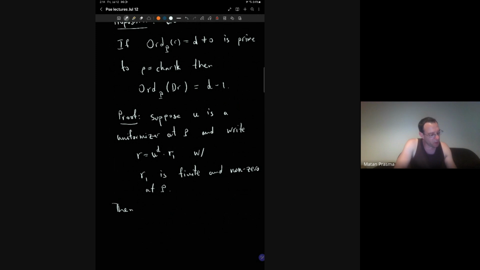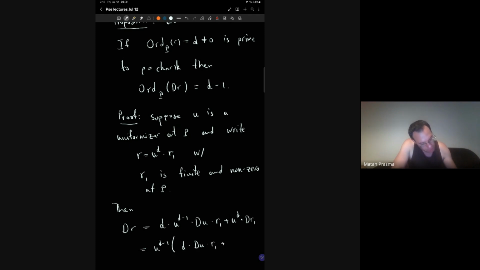Then I want to derive R, but if I can express R as a product, I can simply derive the product. So dR is D times U to the D minus 1 times dU times R1 plus U to the D times dR1. And now I can take a common factor U to the D minus 1, and I get D times dU times R1 plus U times dR1.